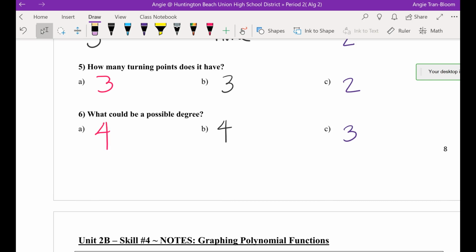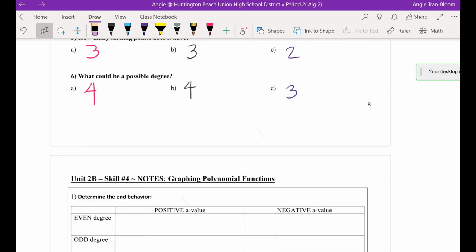Now, let's do everything else by hand. You guys ready? Okay, go to the next page. Heck yeah.